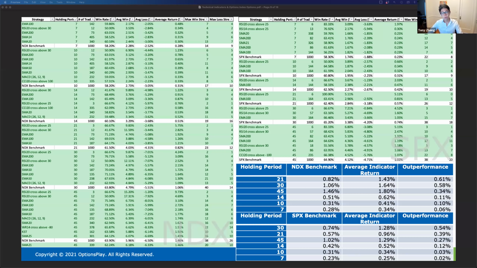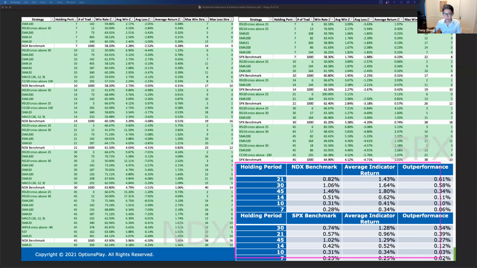So let's look at some of the observations that we found. There's a summary sheet for this. So for those of you that are watching the replay, when you have the slides, you'll be able to look at the summary sheet. But first of all, what we notice is that there are more indicators that outperform on the Nasdaq-100 than the S&P 500 for almost all holding periods. The only exception to this is really the 7-day holding period, where the S&P 500 had more outperforming indicators than for the 10-day holding period.